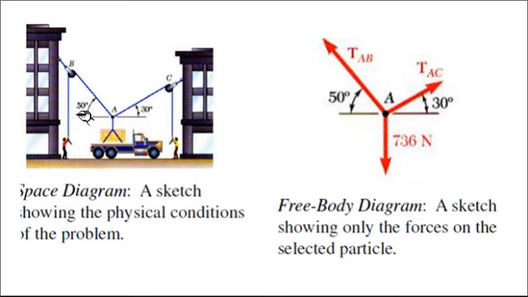Now just see here, this particular truck has a certain weight, which is supported by these two pulleys, this and this, and it is tied at this point A, and this weight acts in the downward direction.